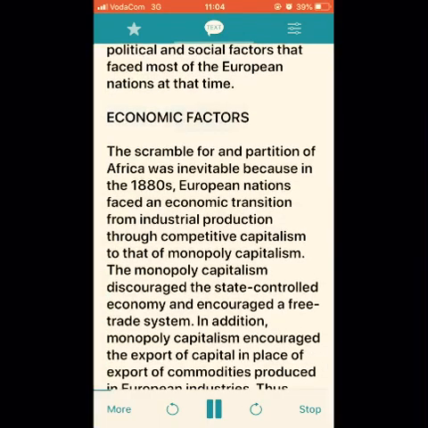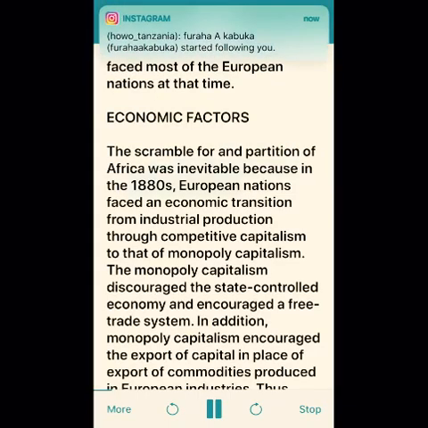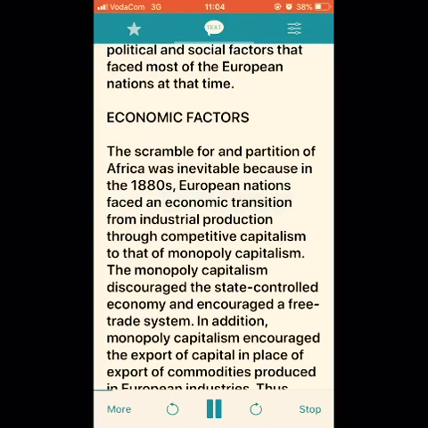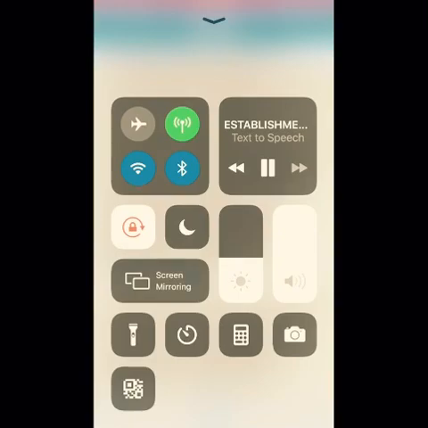Economic factors. The scramble for and partition of Africa was inevitable because in the 1880s, European nations faced an economic transition from industrial production through competitive capitalism to that of monopoly capitalism. Monopoly capitalism discouraged the state-controlled economy and encouraged a free trade system. In addition, monopoly capitalism encouraged the export of capital in place of export of commodities produced in European industries. Thus, monopoly capitalism led to the formation of international associations which had the intention of dividing the world among themselves.